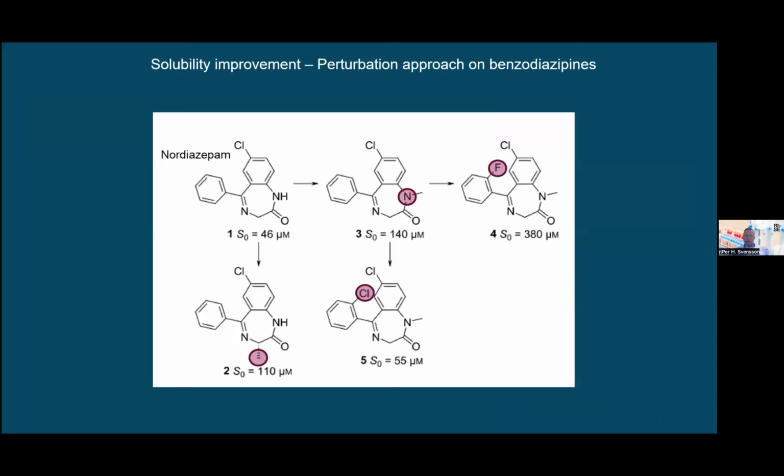I will just show you a very basic example here of the perturbation approach on the benzodiazepine series, where we could show that it's possible to predict the effect of different perturbations of a larger series. The perturbations are marked with circles, and going from compound 1 to 4, there is a solubility improvement of about a factor of 10. This has been published some time ago, and if somebody's interested in the references, please don't hesitate to contact me.